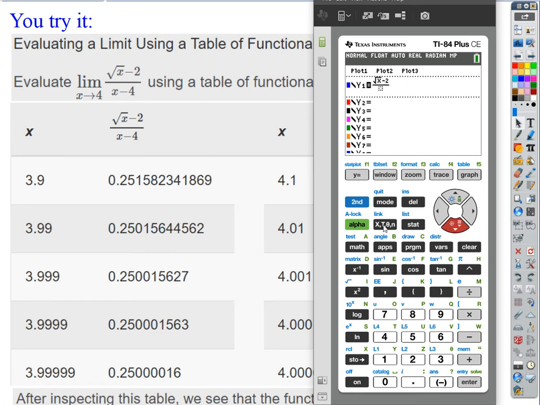Wait, you have things running around in there. You're right. Okay, we good? You lost your fraction. Everybody got there? Is there another way to do it if the alpha y equals is not working? Oh, I know why it's not.